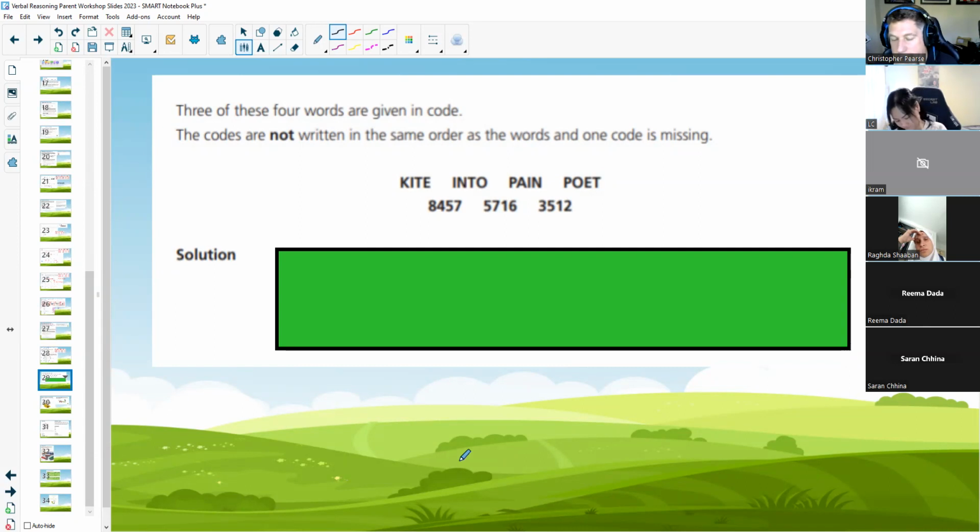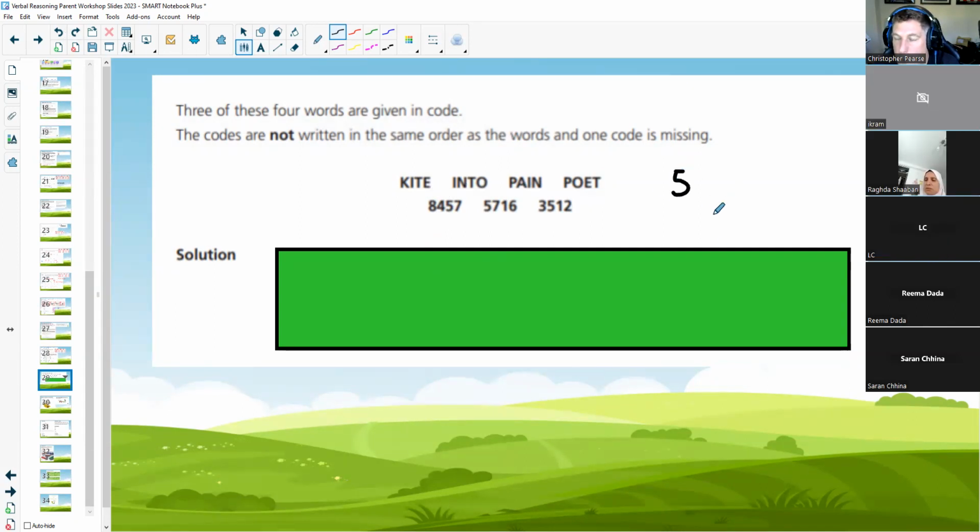Now, the interesting thing here is to look at all of these three codes, all of these number codes here, and realize that they all contain the number 5. And if we have a look along there, we're looking for a letter that appears within 3 of the words. And you might have noticed that the I appears within 3 of them.